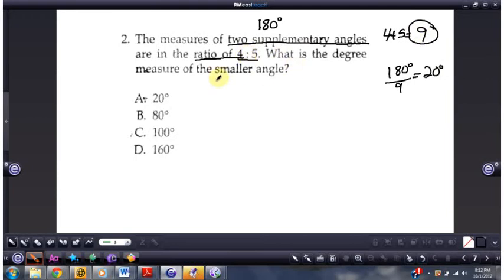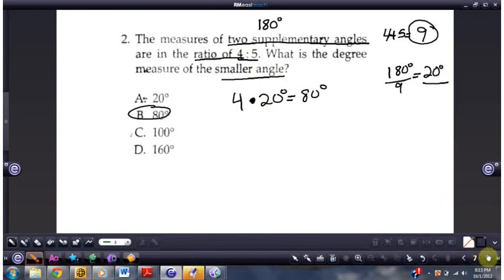The smaller angle is the smaller number, 4. That means I want 4 pieces of 20 degrees. 4 times 20 degrees is multiplication, and it is 80 degrees, which is B. Again, ratio problems always work the same way. I take the sum of my ratio and divide into what I want to get the piece, then take the piece and multiply times the part of the ratio that I want.